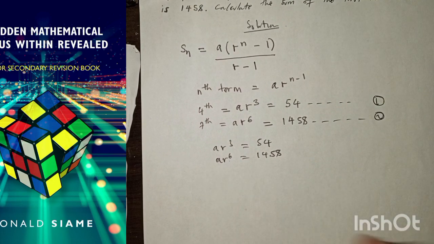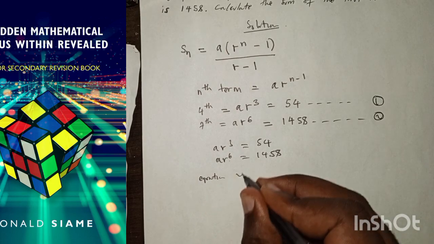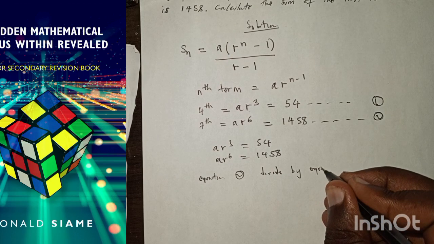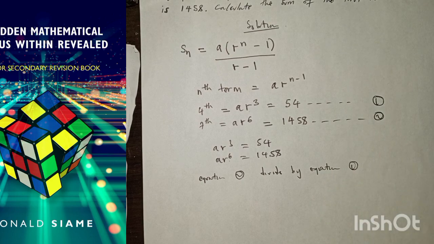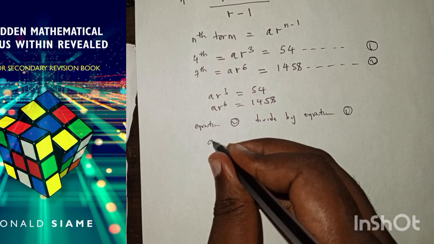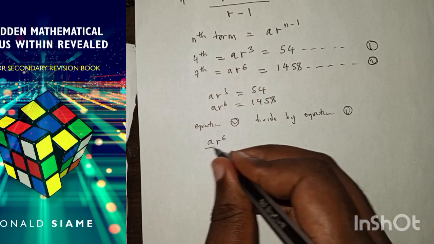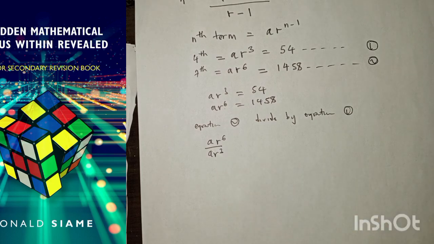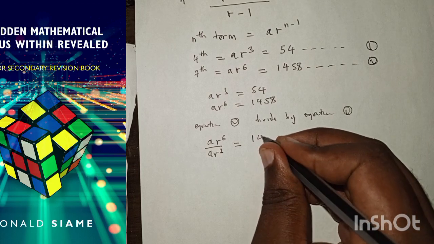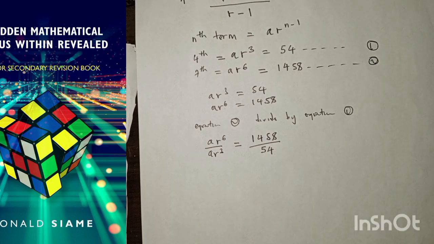So say equation 2 divide by equation 1. Okay, so we are going to have a to the power 6, that is in equation 2, over a to the power 3, that is in equation 1. This is equal to 1458, that is in equation 2, over 54, that is in equation 1.